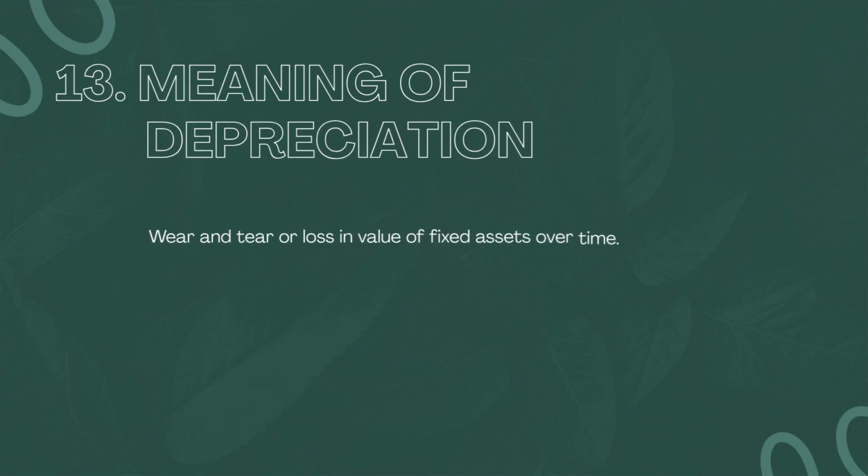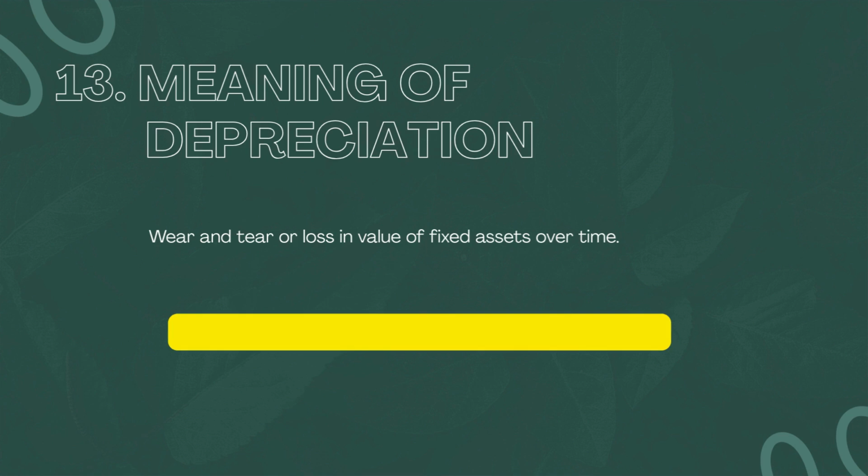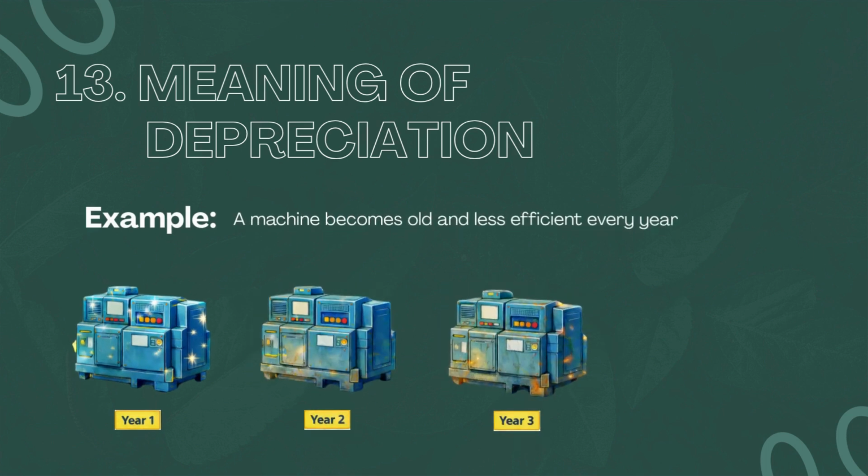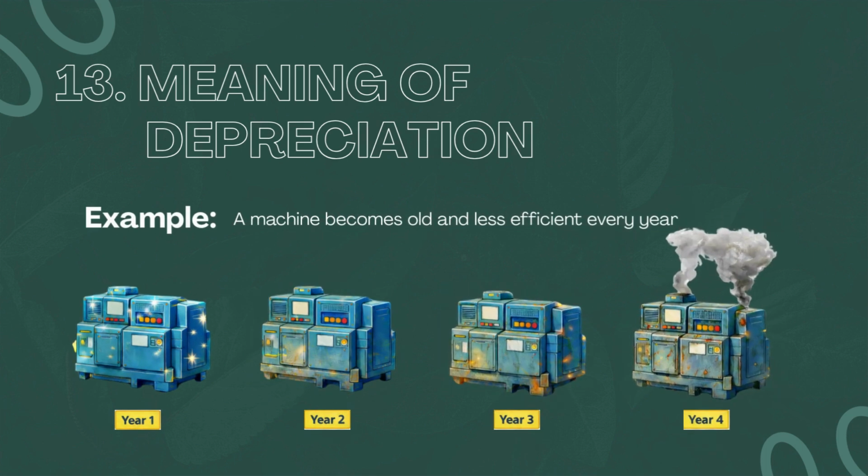13th, meaning of depreciation. Depreciation refers to the wear and tear or loss in value of fixed assets over time. It is also called consumption of fixed capital. Example: a machine becomes old and less efficient every year. This is a sign of depreciation.